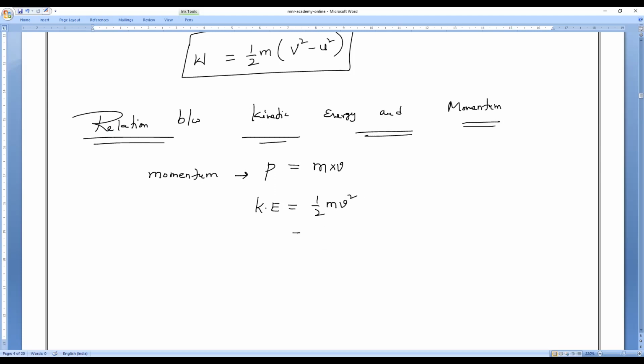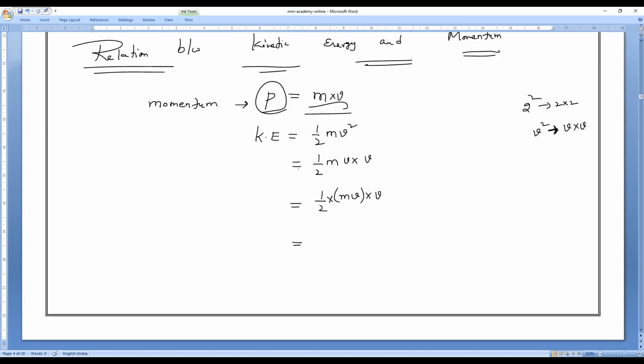Now, all of you observe very carefully. Can I write v square as v into v? Any problem for anybody? I write 2 square as 2 into 2. Same way, v square I am writing as v into v. Any problem? No, sir. So half into, can I write it as mv together, in a bracket? So mv means what? Mass into velocity, which is momentum. So half into momentum into v.